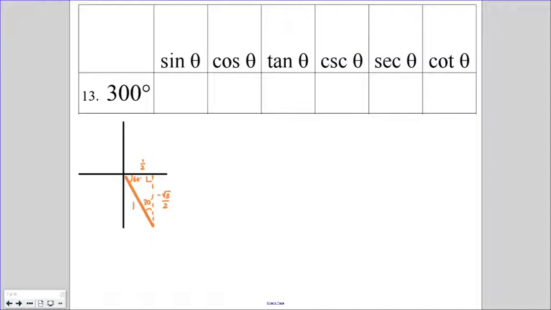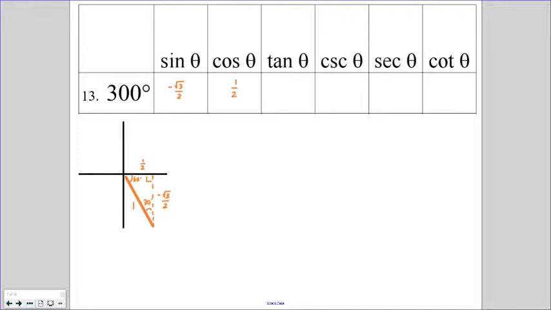And then we can go about finding all of the 6 trig functions. So sine here is opposite over hypotenuse. So in this case, the hypotenuse is 1, so just negative root 3 over 2. Cosine is 1/2.